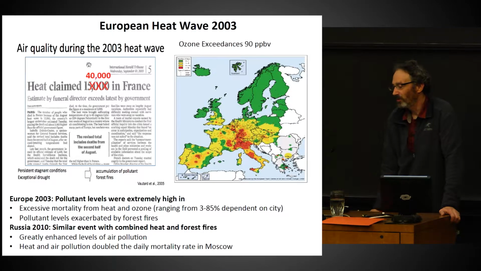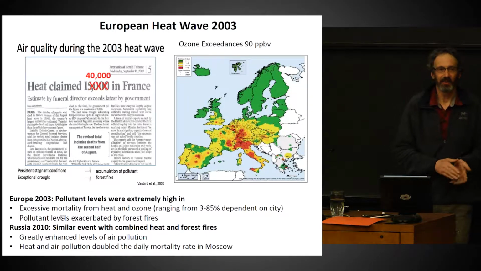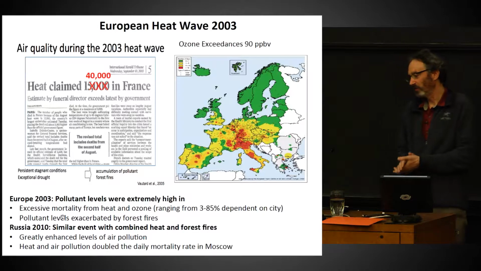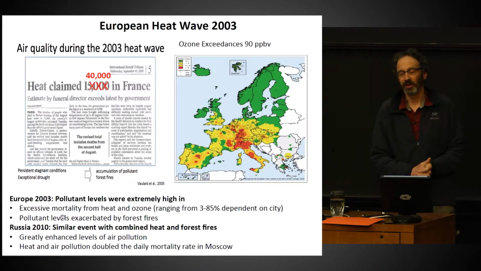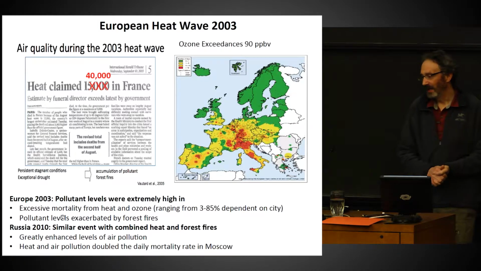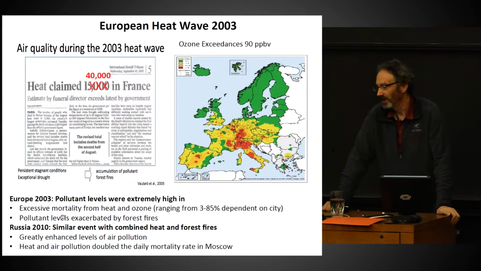And the excessive mortality was both from heat and from ozone and from aerosols. And statistical studies suggested that in some cities, heat killed more people, in some cities, other air pollution, ozone, killed more people. And these pollution levels were exacerbated by forest fires. So it got hot, it got dry, and lots of Europe burned that year.